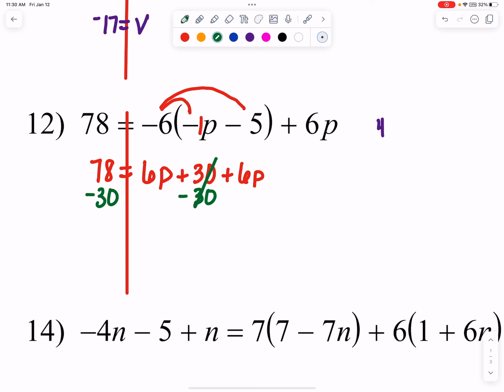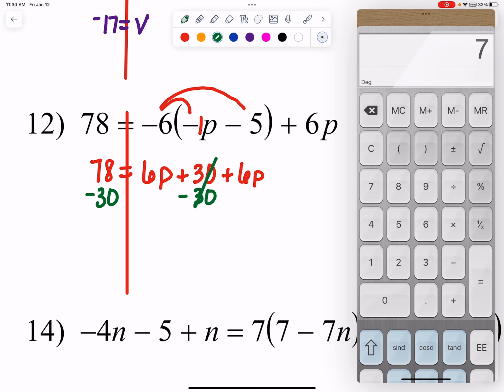Okay, that goes away. 78 minus 30 is just 48. Okay, so we have 48 equals, and then look what we have over here. We have a 6p and a 6p. Well, isn't that just 12p? Okay, so that's our combining like terms.